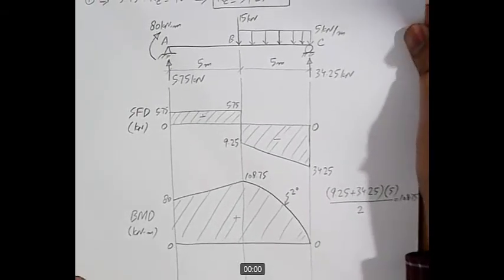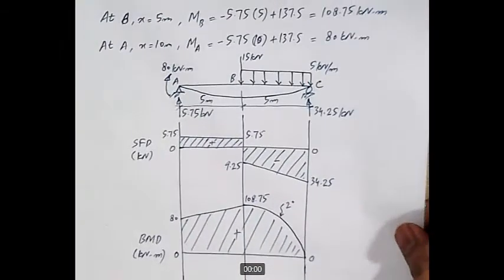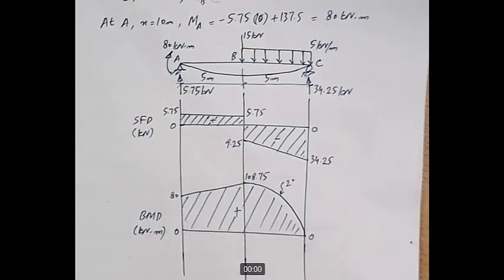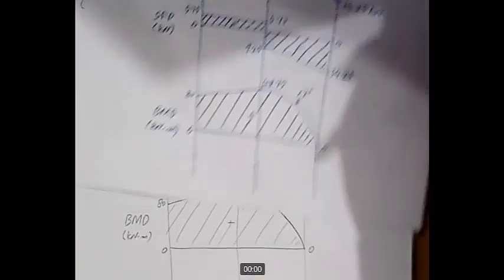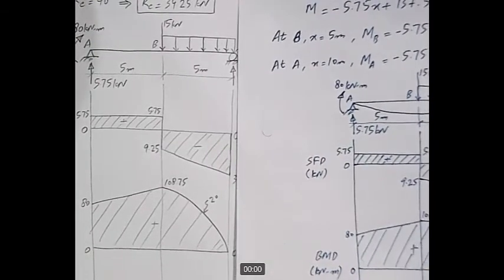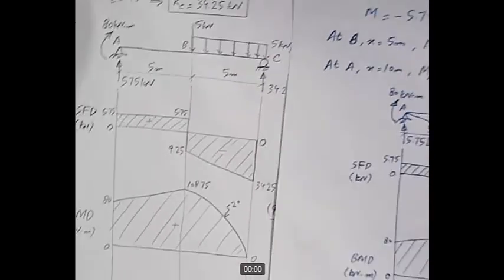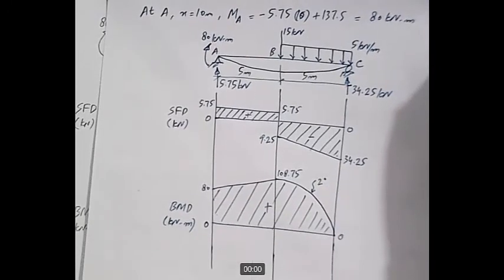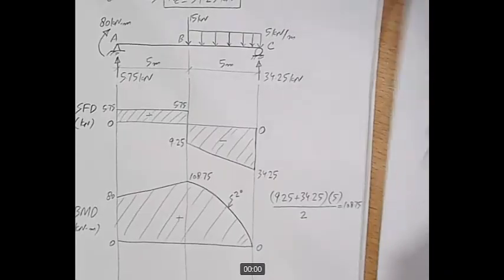Now let me compare this solution with our previous solution. Here is the solution of the same problem that we solved earlier using the method of equations, and you can see that our shear force diagram and bending moment diagram are exactly the same. Let me try to fit them in the same frame. Probably it's hard, but anyways, this is our current solution and this is our previous solution. The shear force diagram and bending moment diagram are exactly the same.